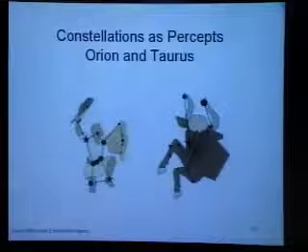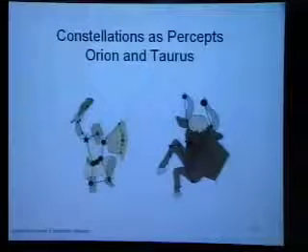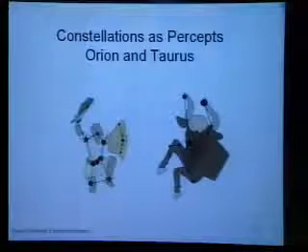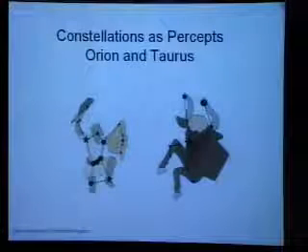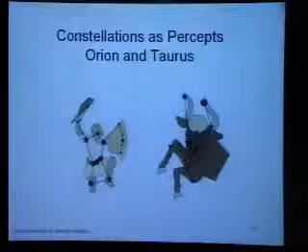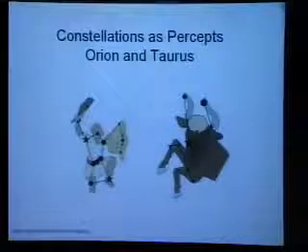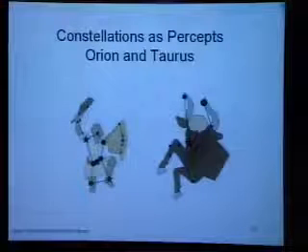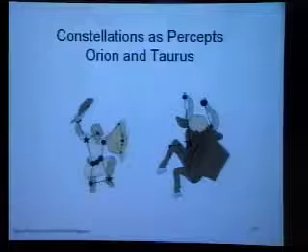Here's another example. The constellations in the sky, the patterns of stars that we look at, are often referred to as if they were objects of various kinds. Here's Orion, the hunter, with his legs, his belt, his head, his shield, and his club. Here's Taurus, the bull, with his head and the tips of his horns. If you think about it for a second, this might look a lot like a hunter, but this doesn't look anything like a bull. Okay?